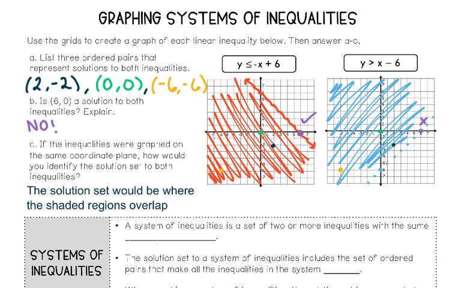On the second graph, the boundary line is dashed. So when we hit that point, it's not actually included in the solution set. If you plugged 6, 0 into this inequality, you would get 0 is greater than 0, and that is a false statement. So that's how you know it's not going to be included in the solution set.